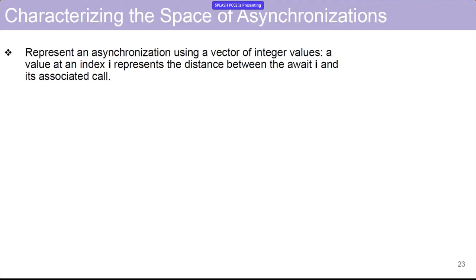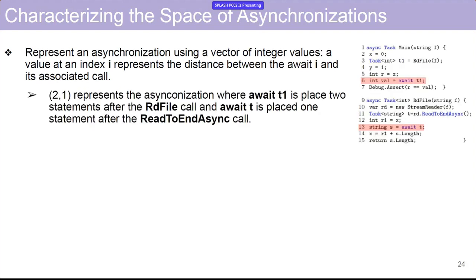Before presenting the reduction, I will present how we characterize the space of asynchronizations. Here we represent an asynchronization using a vector of integer values, where the value at index i represents the distance between the await i and its associated call. So here we have the vector, the pair 2, 1, where 2 represents the distance between the await T1 and the read file. Here we have two statements, which is why we have two, and 1 represents the distance between await T and the associated call read to and async, where we have a single statement.